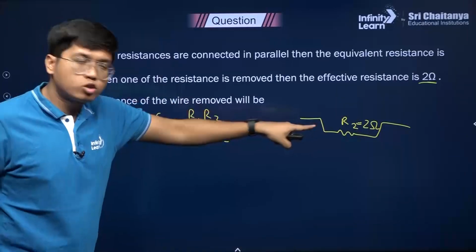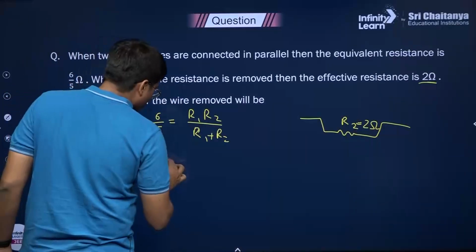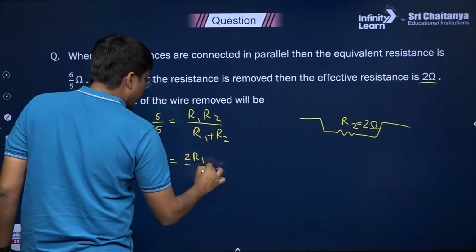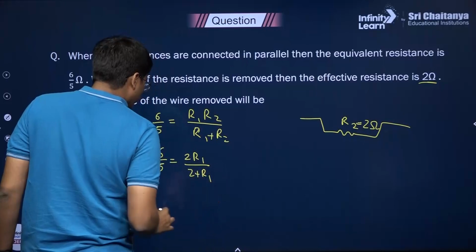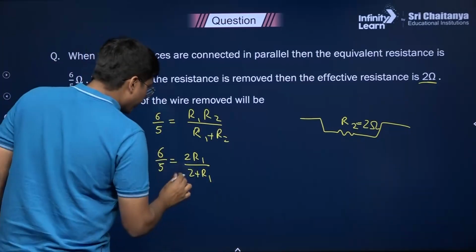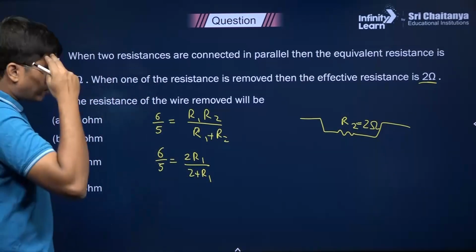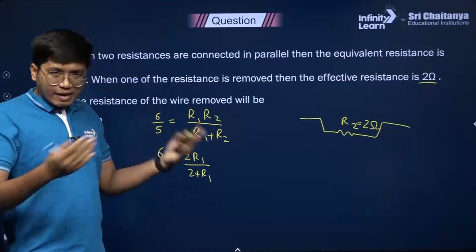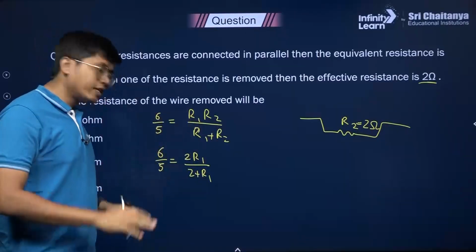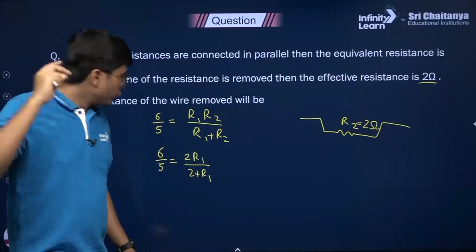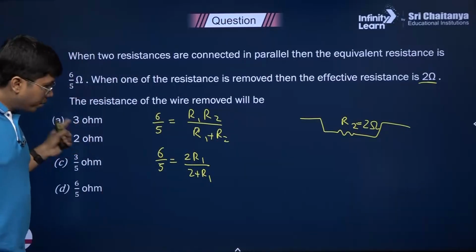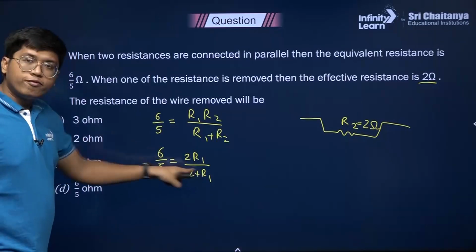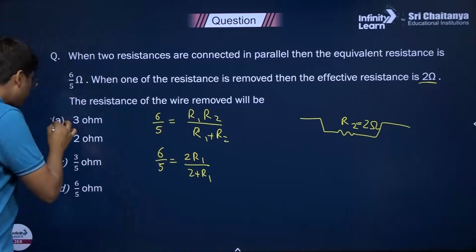So I know that R2 is 2 ohm. Let's put that in here. 6 by 5 is equal to 2R1 divided by 2 plus R1. So over here, if I put R1 is equal to 3 ohm, see again, use your common sense, be quick in your JEE. You could cross multiply, add, subtract and do tons of things, making the process longer for you. Or you can look at the option, 3 ohms, put it in there. If I put R1 is equal to 3, 2 into 3, 6, 2 plus 3, 5. It matches. So our correct option is 3 ohm.